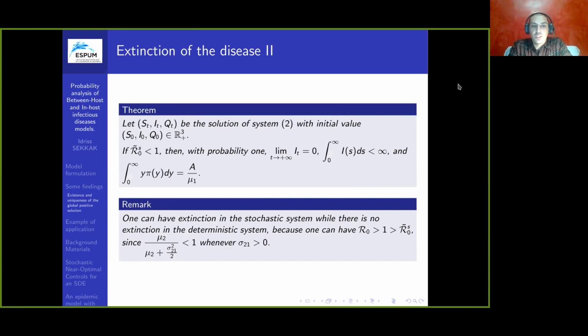Moreover, we have this theorem where RS zero is less than one. And we can say that the limit of I(t) for t to infinity is equal to zero, and its integral is bounded. And we have that condition also: if R0 is bigger than one, even though we have persistence in the deterministic path, if RS0 is less than one, meaning there is a perturbation that ensures this condition, we will have extinction in the stochastic path, even though there is persistence in the deterministic path for the same system.